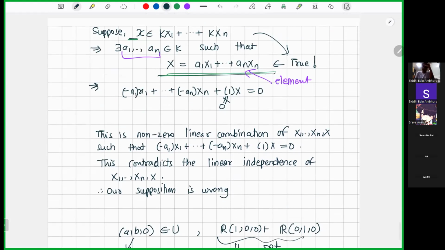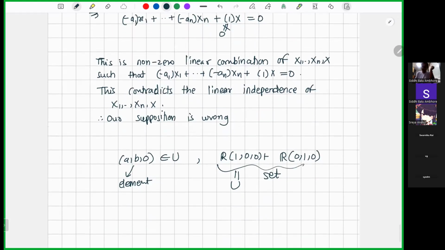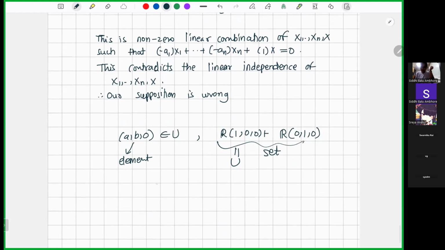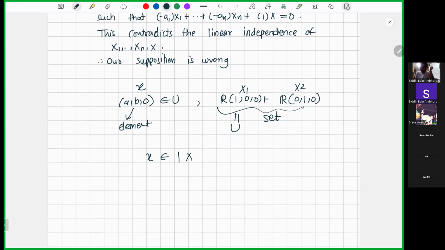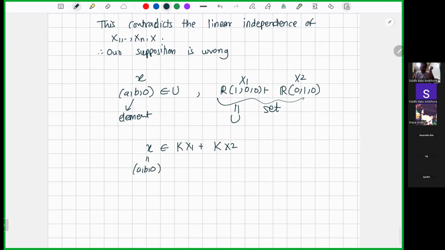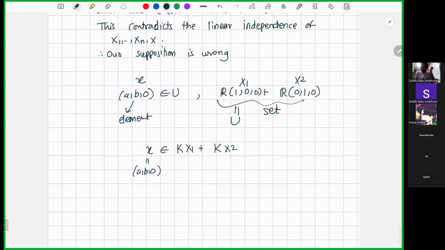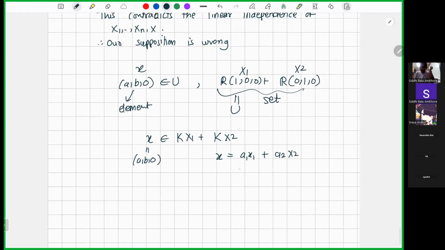So when I'm saying that some element belongs here, it means: if I take this x1, this x2, and this is my element x, then x belongs to Kx1 plus Kx2, right? And this x is (a, b, 0). So what will be my a1 and a2? When I'm writing that x belongs to this, it means x is a1 x1 plus a2 x2. And when I have the expression of x, I can talk about what a1 and a2 are.